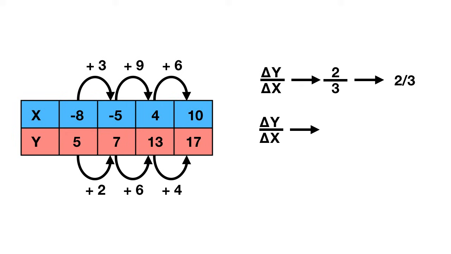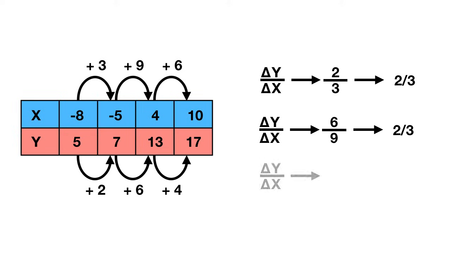Well, this time we see our y is moving from 7 to 13. It's going up 6. And our x is moving from negative 5 to 4, which is going up 9. But we can simplify this. What can 6 over 9 be simplified to? Well, 6 over 9 can be simplified to 2 over 3. It's the same slope, 2/3.